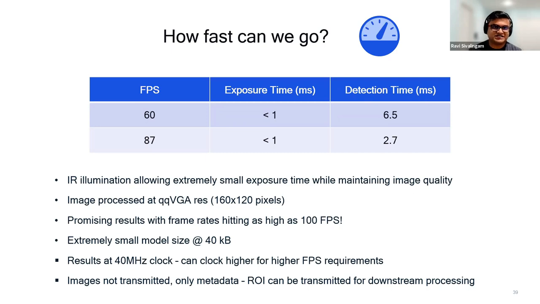And the model size for this is extremely small, right? It's only about 40 kilobytes. And these are numbers at our 40 megahertz standard clock, but you can increase it. We've run this with a 100 megahertz clock for pupil detection. And you can tune that based on your application demands, and the power will be proportionally higher.